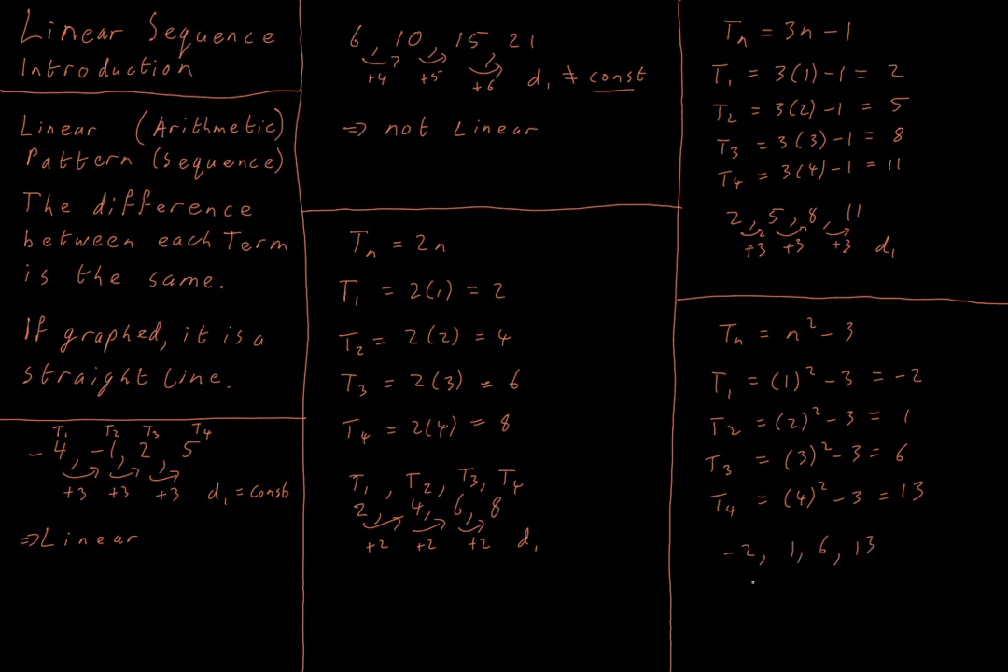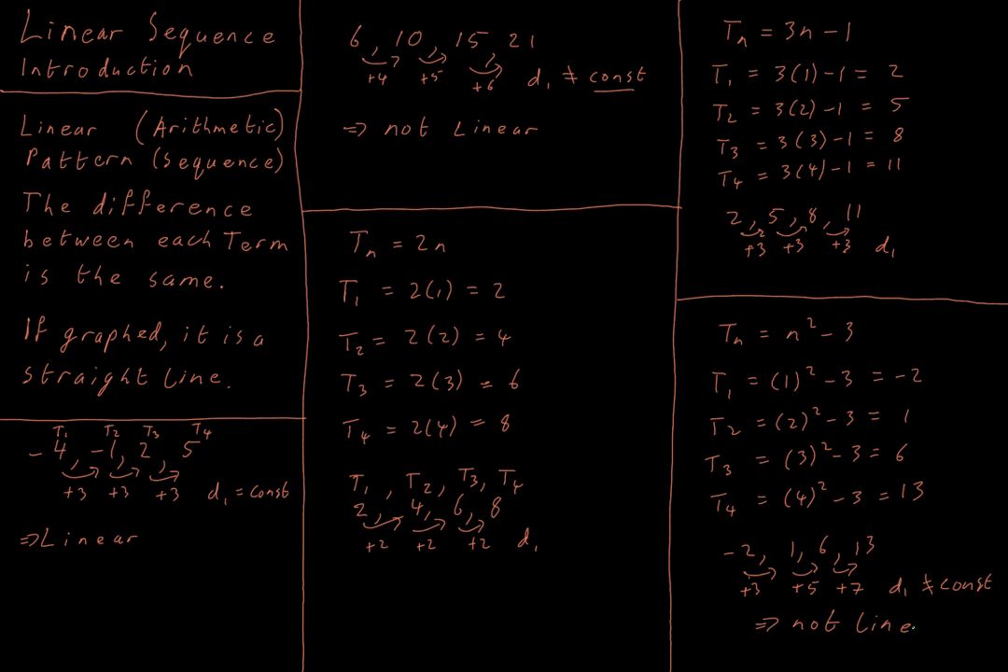terms and say, well, is this a linear pattern? Well, how do I get between each one of my terms? Here I'm adding 3. Here I'm adding 5. And here I am adding 7. So here my first difference is not constant. Therefore, I don't have a linear pattern.